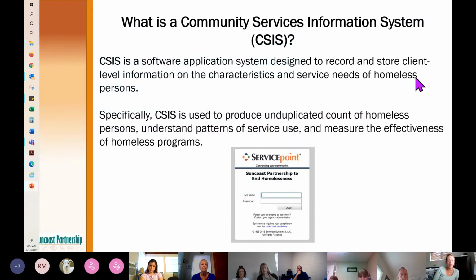So that's why we enter data. We enter data to continue to receive the funding, to prevent the homelessness, and create a systematic response.